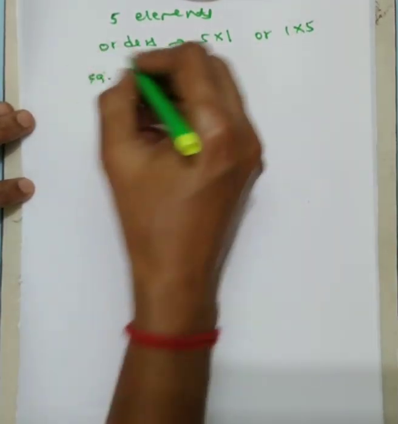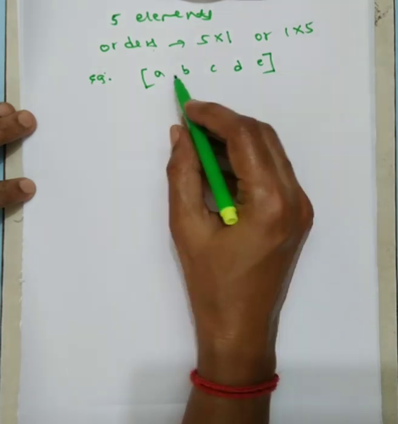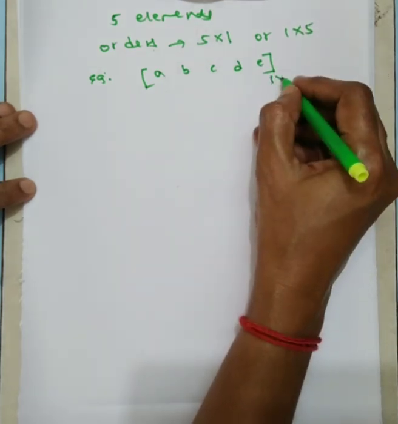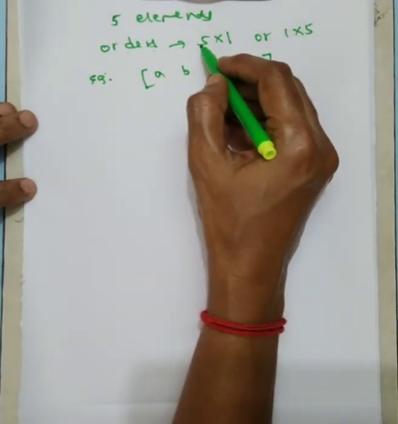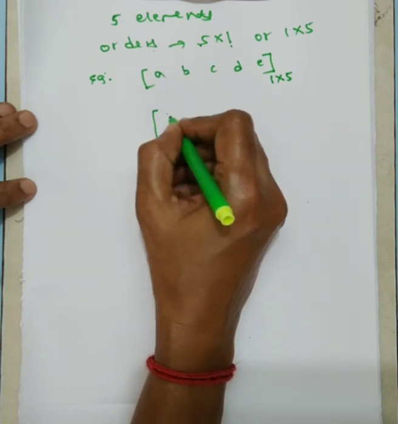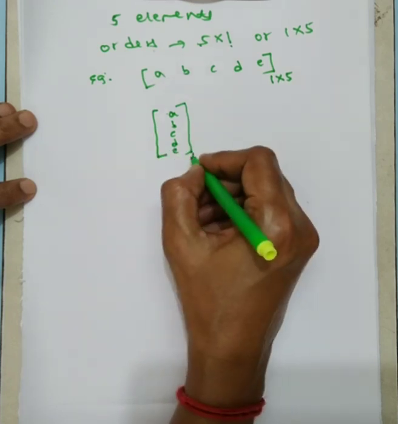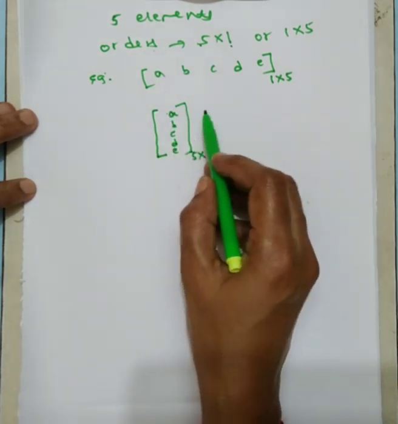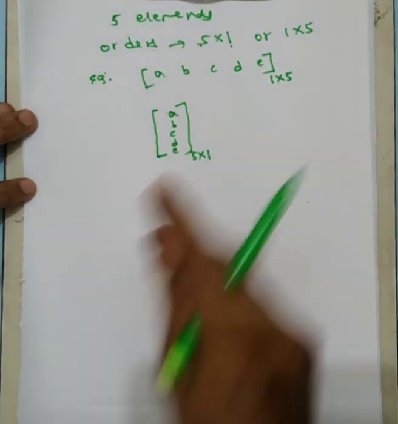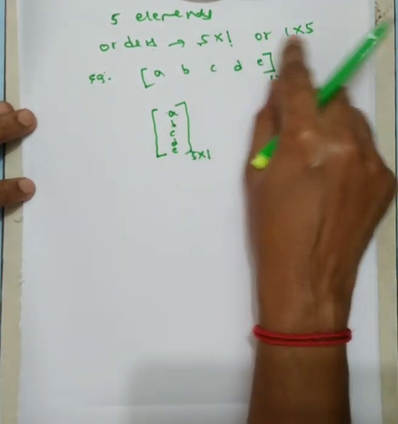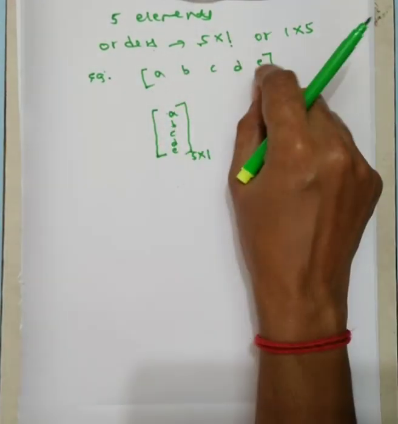Let us take 5 rows and 1 column, or 1 row and 5 columns. Let us write one row first: A, B, C, D and E. That is 1, 2, 3, 4, 5, so 1 row and 5 columns. Now 5 by 1 means A, B, C, D, E arranged in a column. What is the order of the matrix here? 5 by 1, because 5 rows are there, 1, 2, 3, 4 and 5, and only one column is there. So these are the possible orders of the matrix if a matrix has 5 elements.